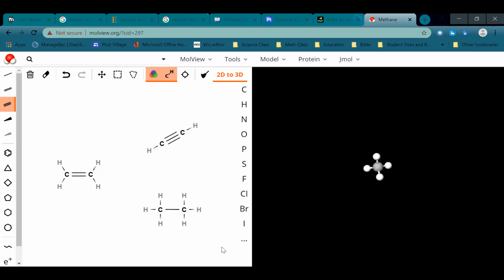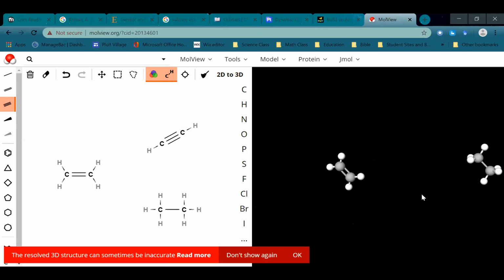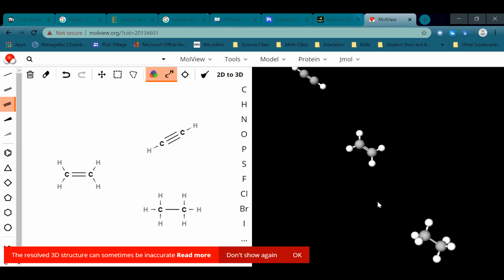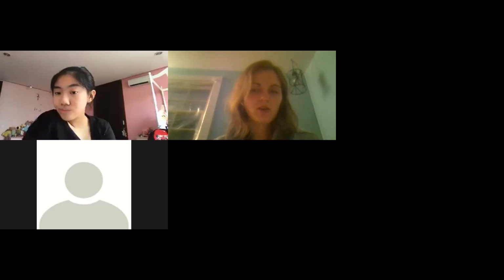And are there any questions? So we count how many lines? Yeah. For carbon, you would count how many lines and make sure that every C has four lines coming out of it, to make sure that it's happy and that's a stable molecule. Good question. Any other questions? Then I'll let you guys go off and try this on your own.